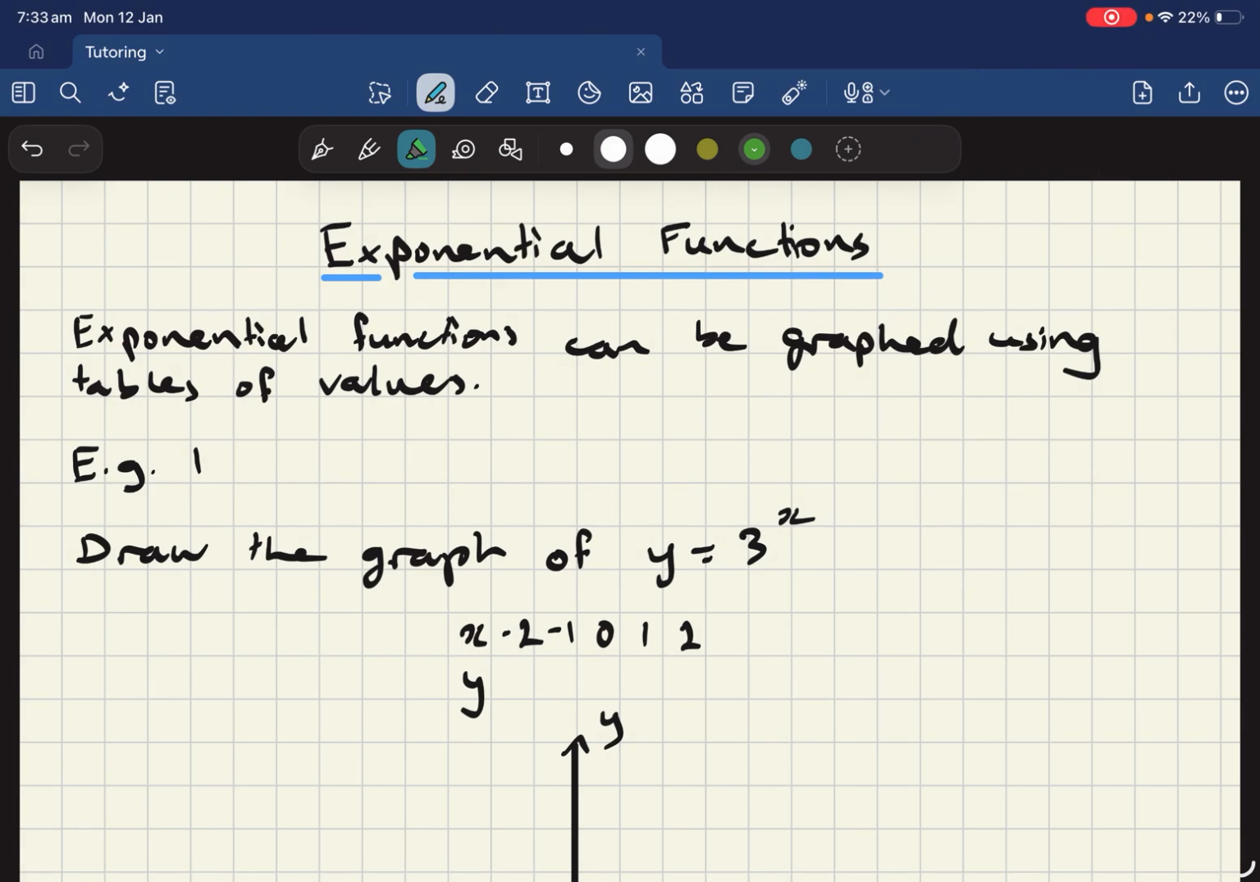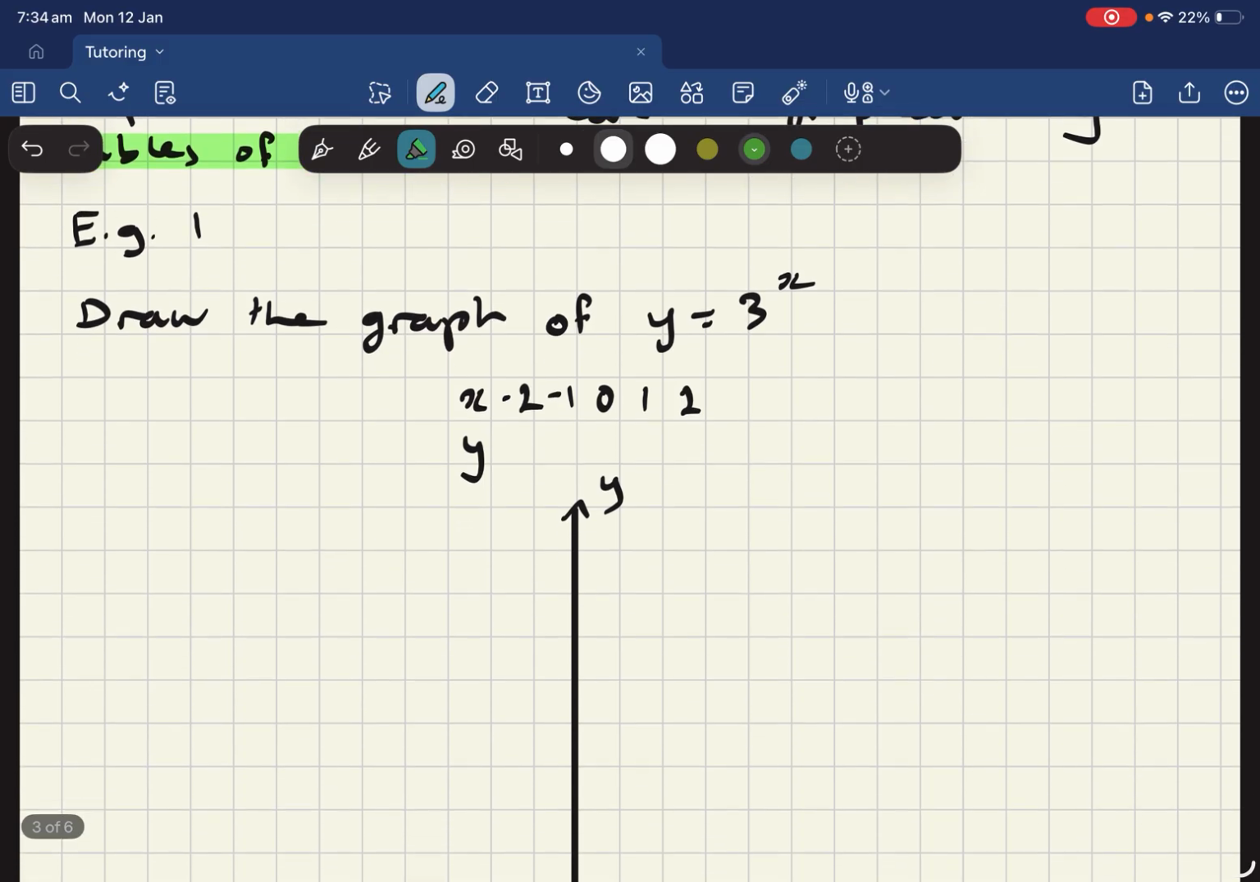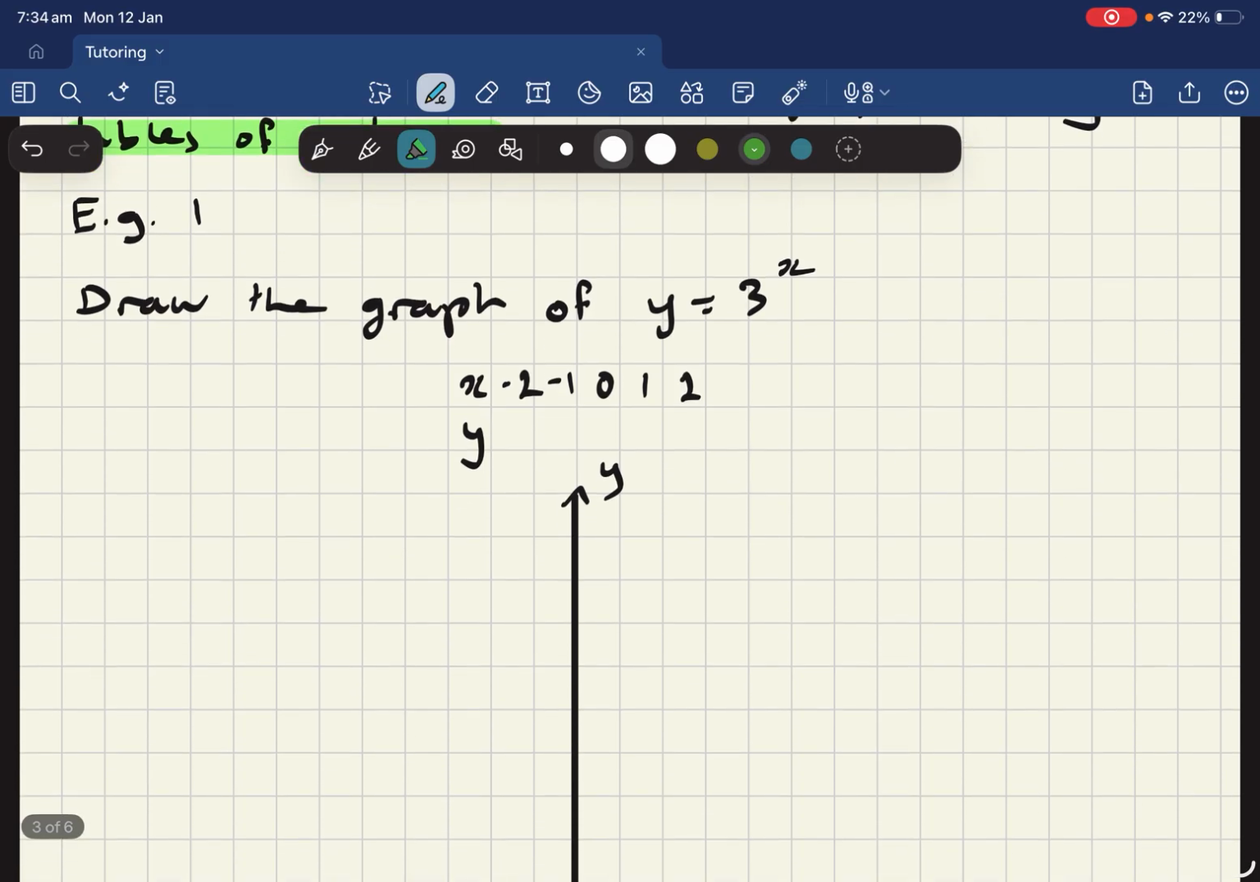So in this video, we're going to start to learn how we can graph exponential functions. Now, similarly to the linear graphs we did in the last series, exponential functions can be graphed using a table of values. So we're going to be practicing that with these particular graphs. Now in this first example, we're drawing the graph of y equals 3 to the power of x.